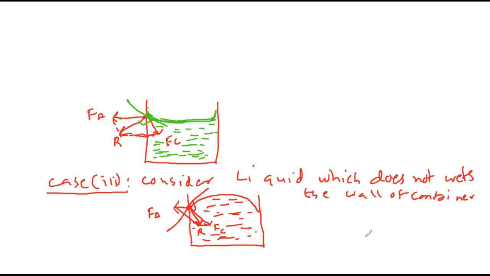See, this is cohesive force. This is smaller adhesive force. Resultant will come inside. Then surface will creep downward, so that tangent becomes perpendicular. That is what I have drawn. So write this heading: consider liquid which does not wets the wall of container. Draw the diagram. Then I'm explaining.